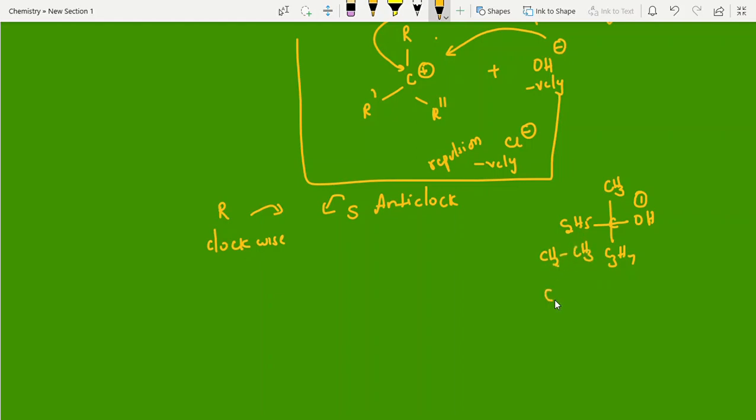Now this carbon having carbon like this. But next second priority. So this is third priority. This is least priority, right? So then what is this rotation? R rotation. So like this we are taking.